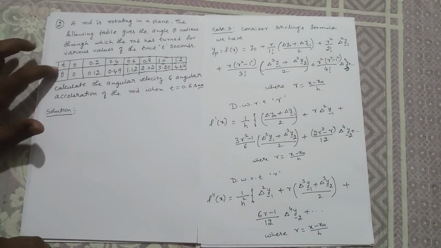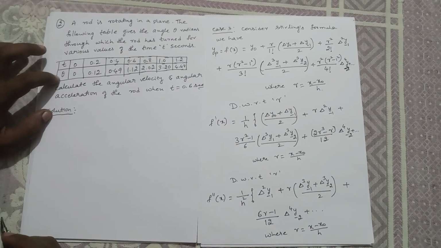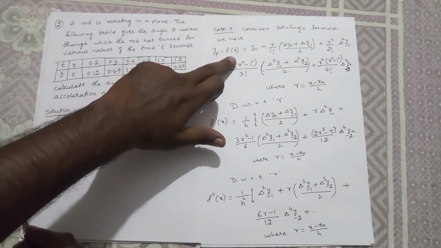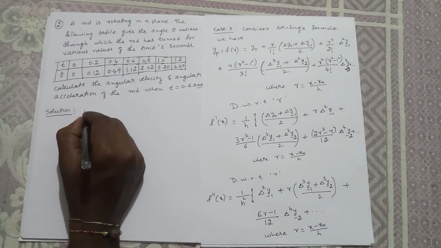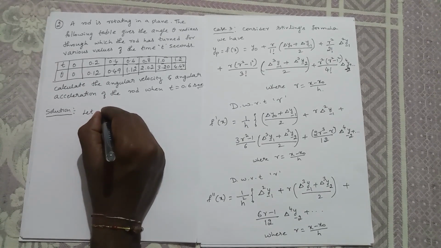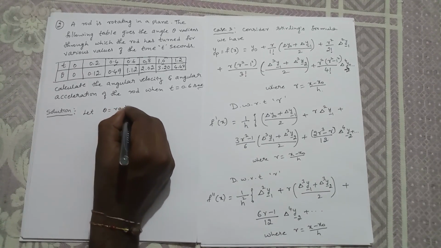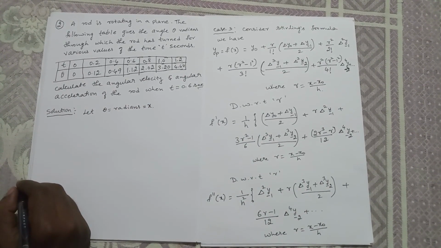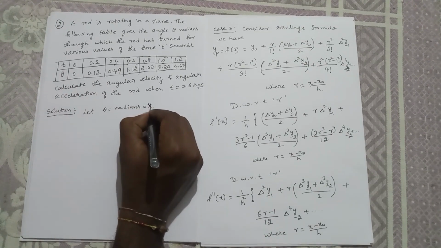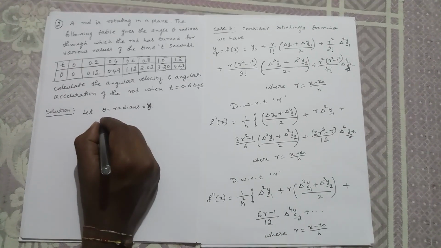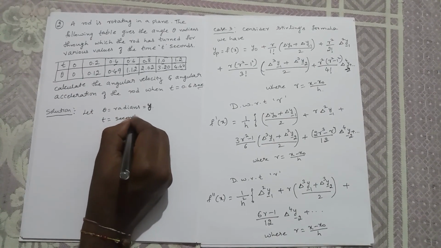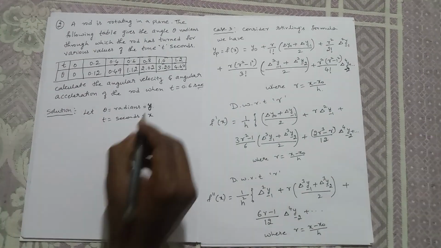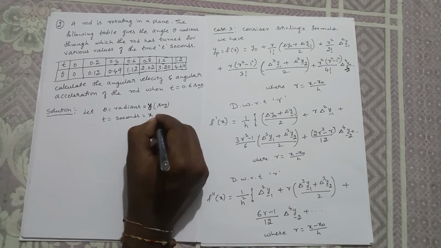So here also they have given t and theta in radians. Here you have x and y, and the formula is in x and y only. So I'll consider theta in radians as y, and t in seconds as x.